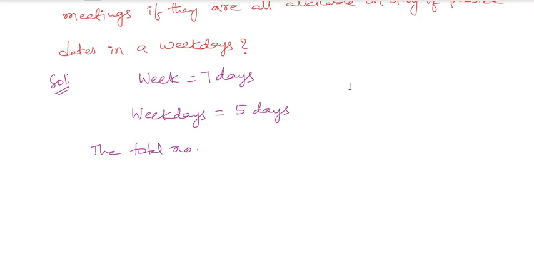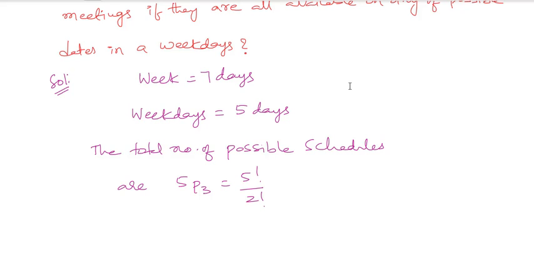The total number of possible schedules is 5P3, which is 5 factorial by 2 factorial. So that is 5 into 4 into 3, which gives you a total of 60 meetings I can arrange with respect to these 3 things. Clear with my point? Understood? That is how I have to solve the things.